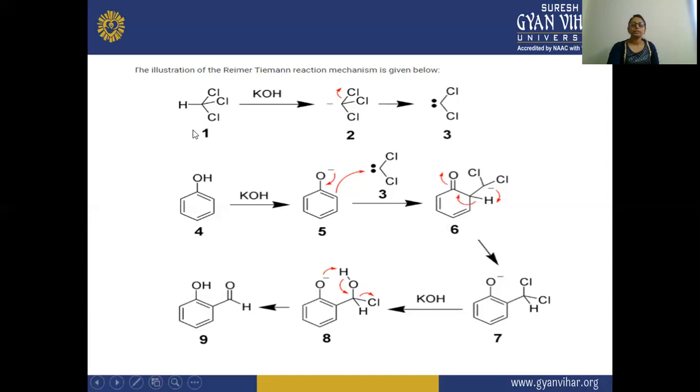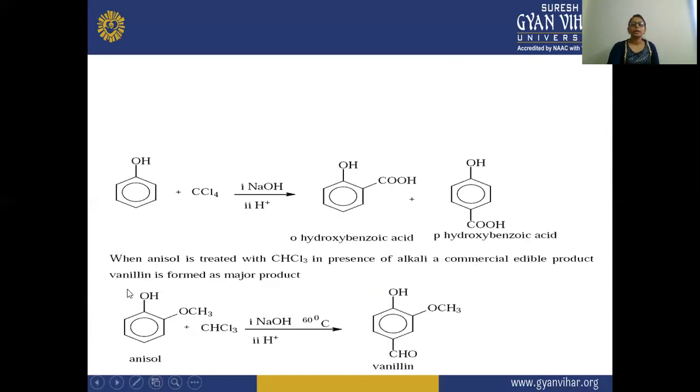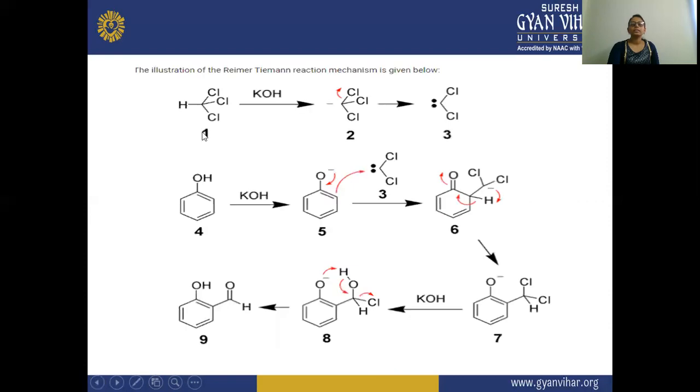Again, when I am summarizing it, I am telling that in this chloroform, in the presence of this KOH, the carbon is getting the negative charge because this H is removed from here, and this chlorine is again abstracted from here. So this carbon has more electrons. This carbon has a negative charge. So here there is a formation of a carbanion.